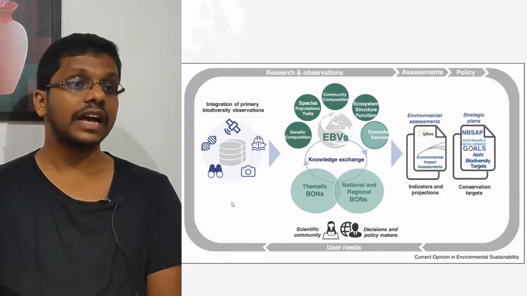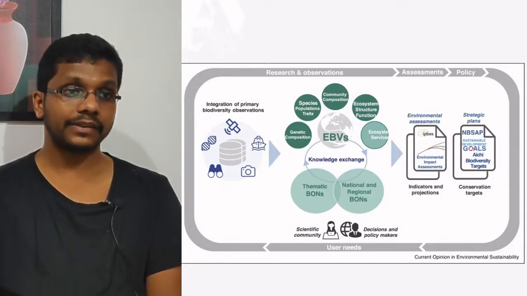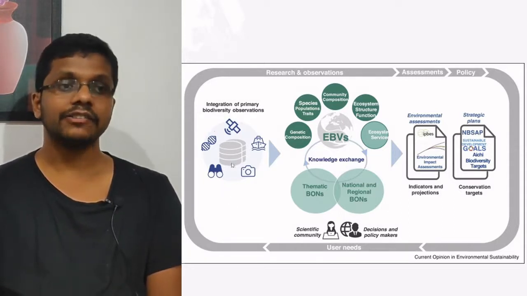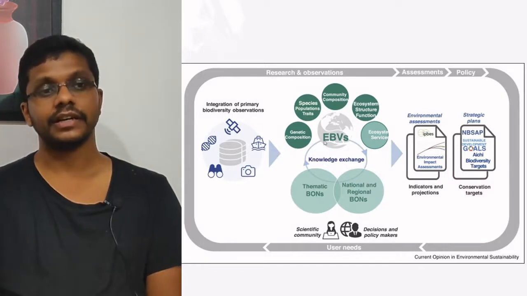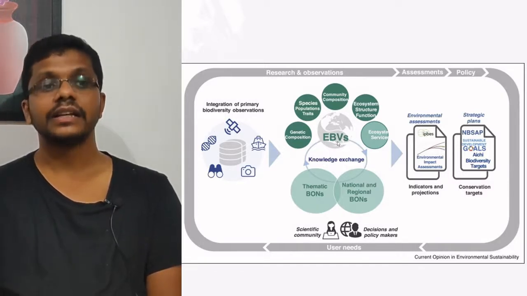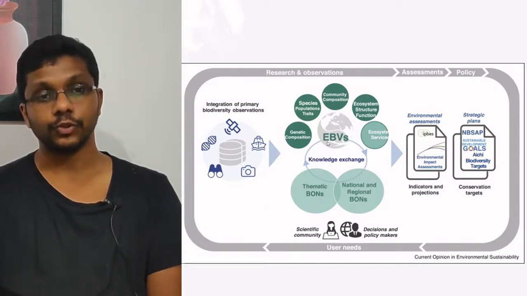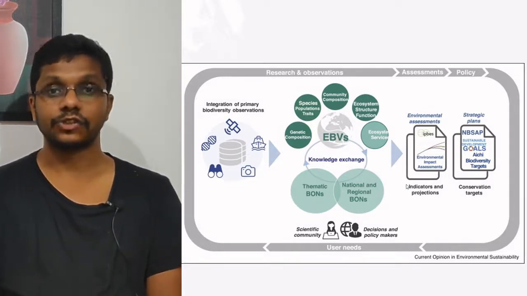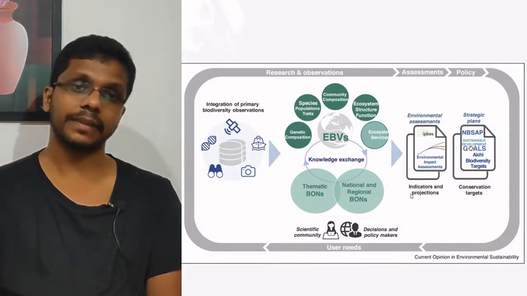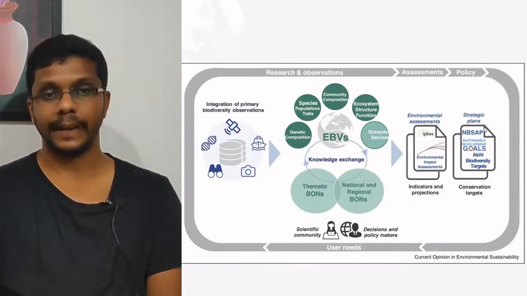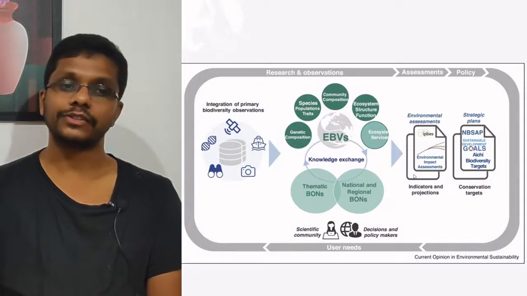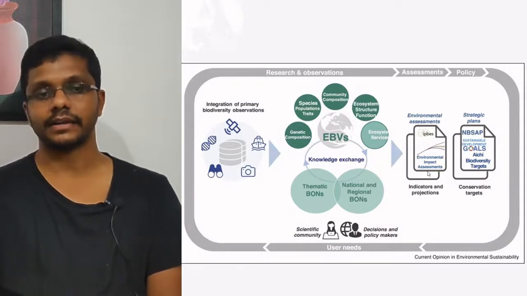So simply said, the first step in biodiversity monitoring is primary data collection. From that we will derive essential biodiversity variables. The performance of essential biodiversity variables is used to calculate indicators of biodiversity, and strategic plans, law, and everything is made based on the changes in these biodiversity indicators.